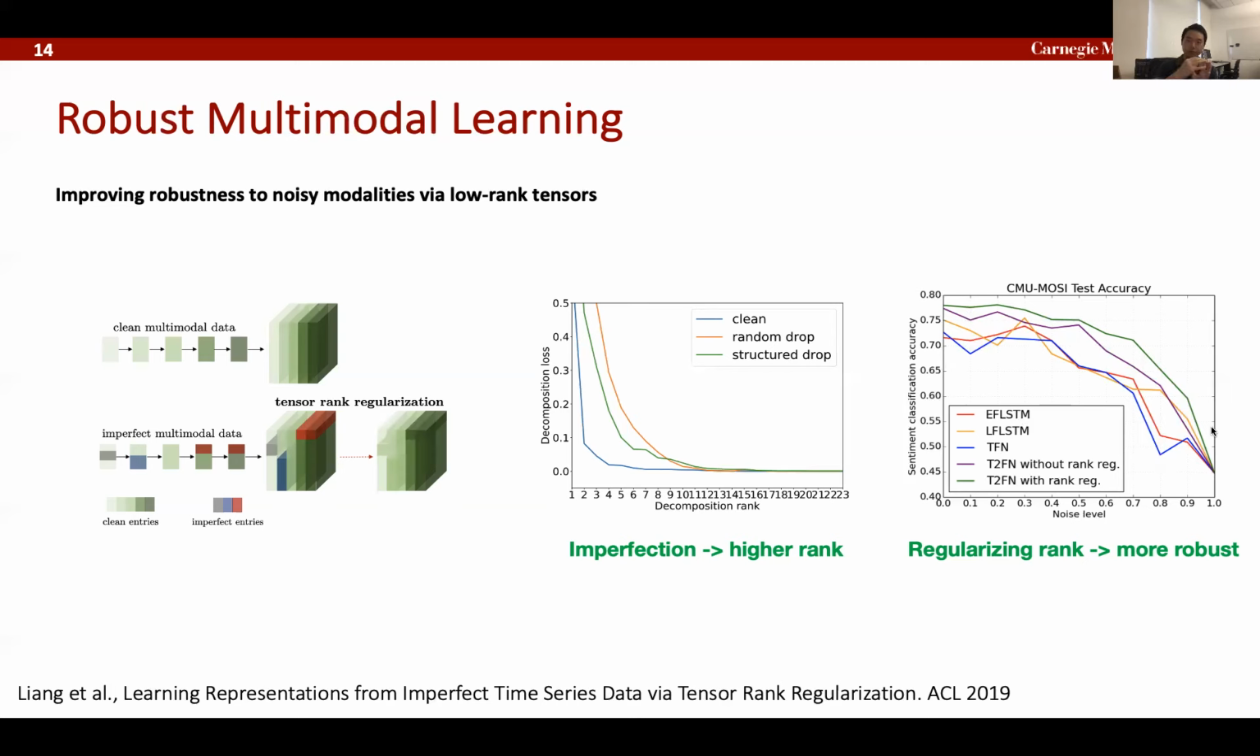In other words, the curve is higher up over the other curves that do not have this regularization on your tensor rank. So this was both a very simple and effective, and yet also mathematically motivated, method to improve the robustness of noisy and imperfect modalities through tensors.